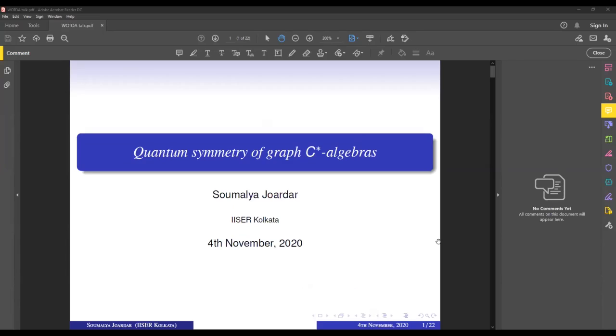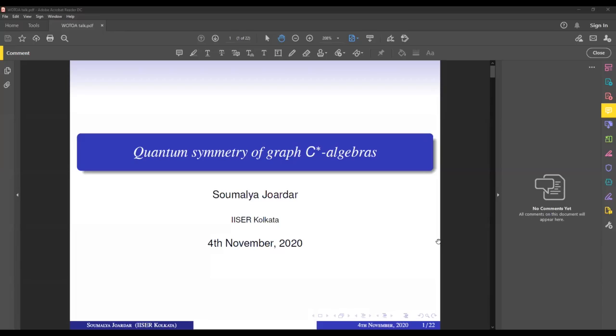Roughly half of the talk will be just introducing the basic concepts and putting our work into context, and the other half will be mentioning a few results that we got out of this project. This talk is based on a project jointly with Professor Arnab Mandal from Presidency University, Calcutta.